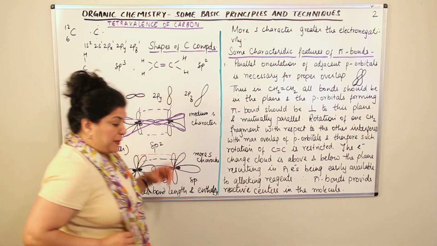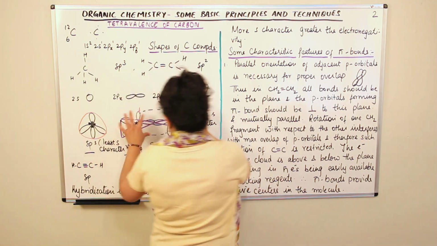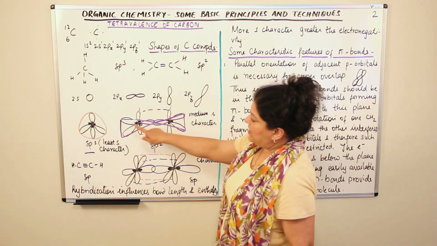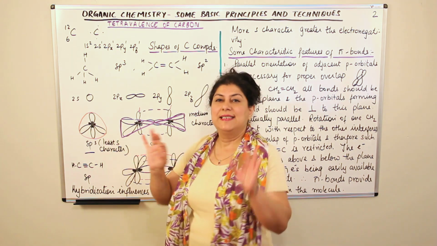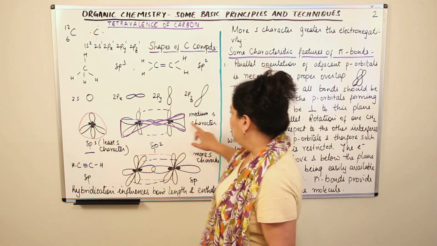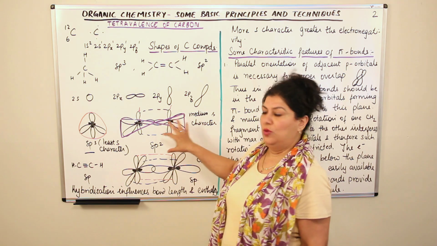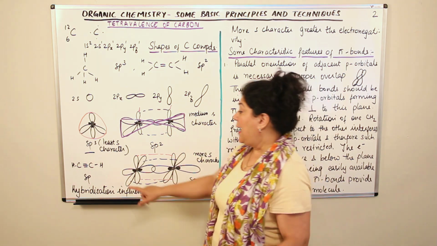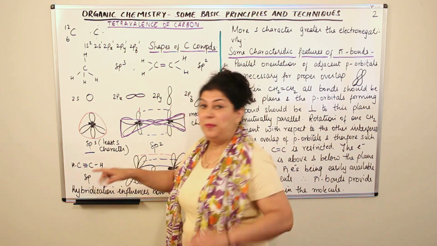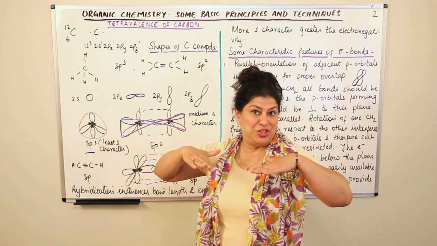Now, in the case of sp3, the S character is the least. It was only 25%. In sp2, the S character is medium. And in sp, the S and P character are 50% each.